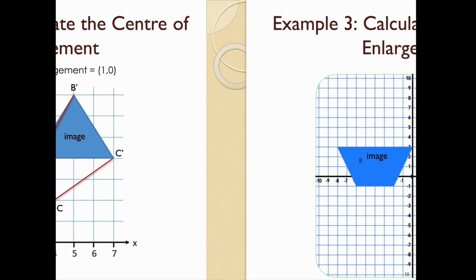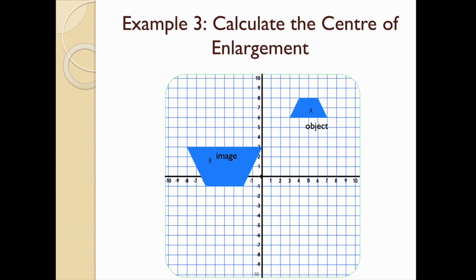Now we have to talk about negative enlargements. So if you look at this, what do you notice about these two shapes here? They're both trapezoids. All right, correct. What else? One big, one small. One big, one small, which is a key sign of enlargement. There's something else that I want you to notice. What do you notice about it?